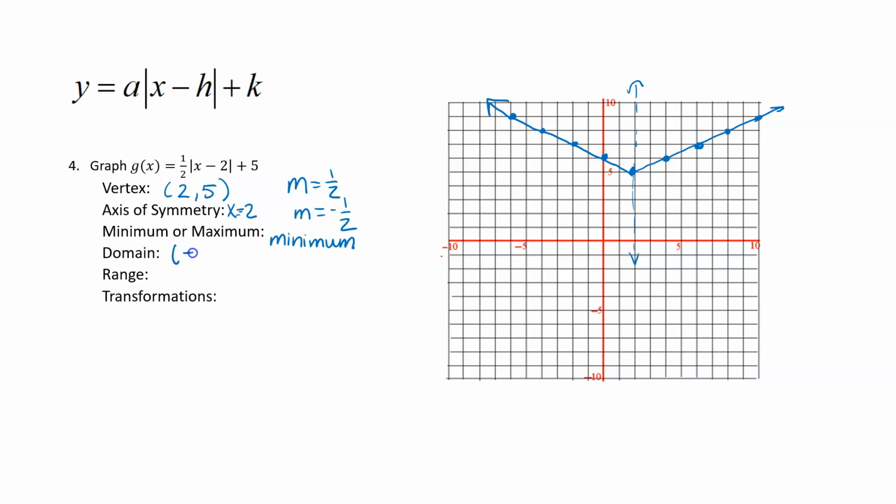The domain is still negative infinity to infinity, because that will get wider and wider forever. The range, what's our low point here? It's 5. So it's 5 and then goes up forever to infinity.